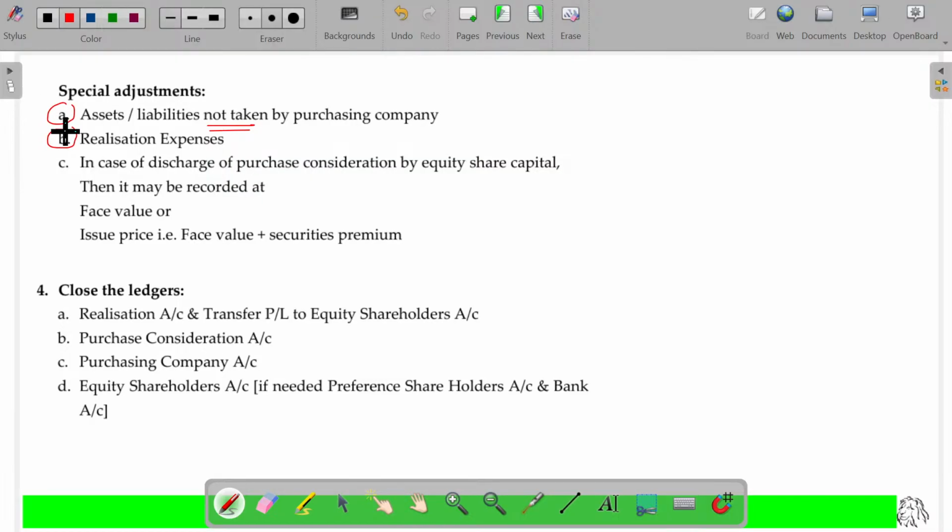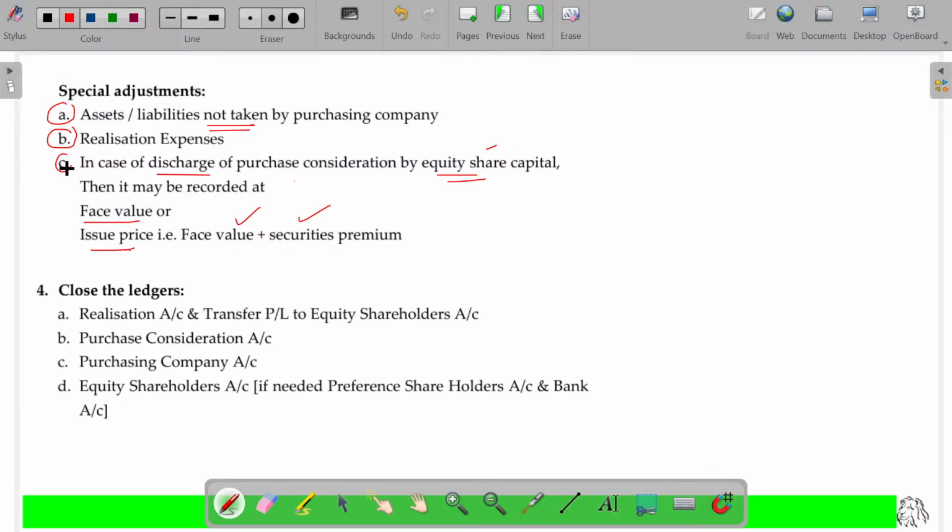And then the mode of handling the realization expenses made by the transferor company or transferee company, or sometimes a portion by transferor, a portion by transferee, or sometimes it may be spent by the transferor and later reimbursed by the transferee. Usually purchase consideration may be paid in the form of equity share capital. Then it may be recorded at face value or issue price. Issue price means face value and securities premium considered together. If you show the face value and securities premium together, then the purchase consideration value is higher, right? If you show the purchase consideration at face value only, then it may be lower, which will have an impact on capital or goodwill, or the adjustment in profit and loss in case of merger.